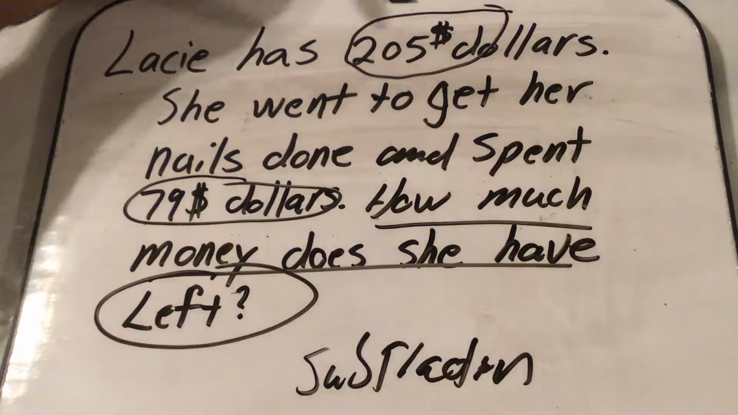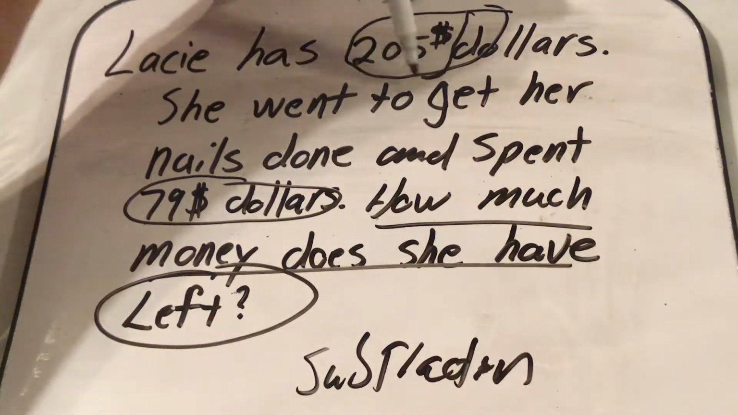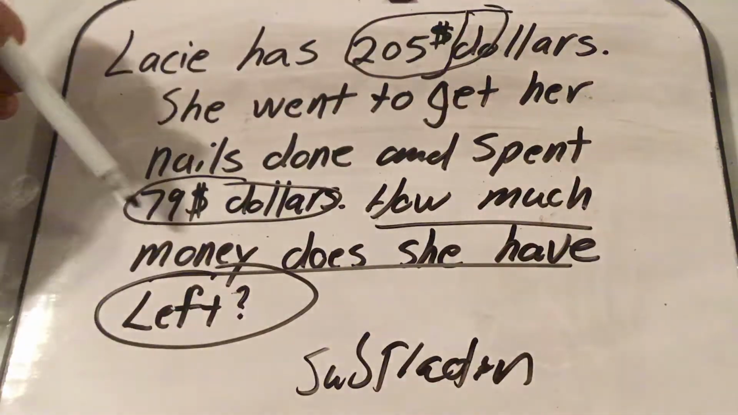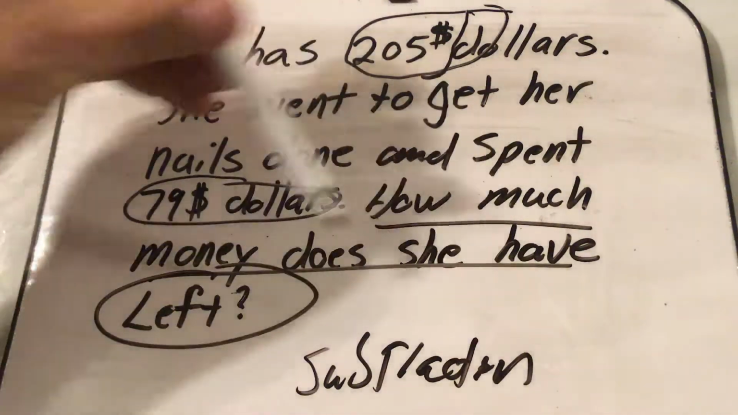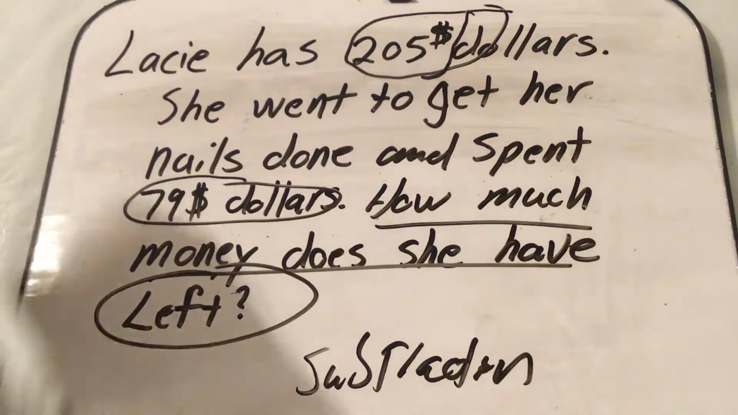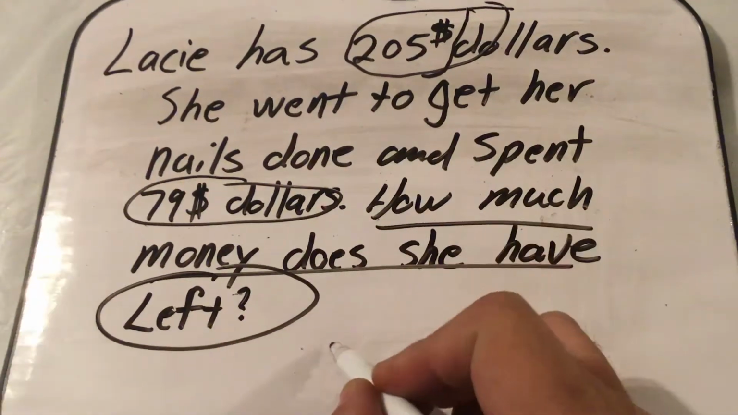So you start out with Lacey has $205. And just to make sure to circle the important information, she went to get her nails done and she spent $79. How much money does Lacey have left? So left is the key question. So left means subtraction because you want to know what she has left. So it means subtraction.